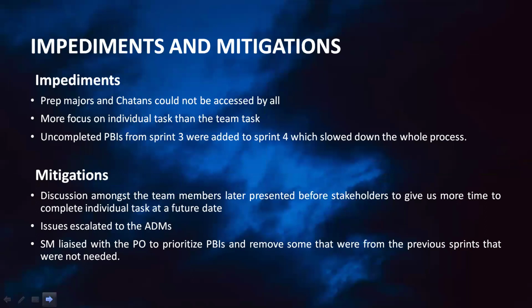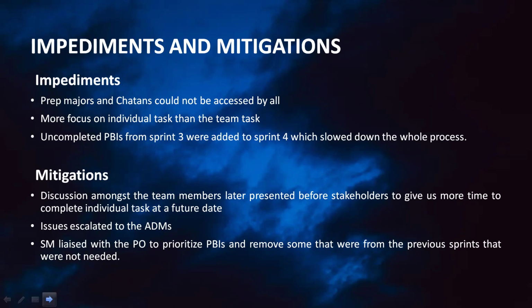Then the impediments and mitigations. The impediments we faced: prep measures and charters were not assessed by all, and there was more focus on individual tasks than team tasks. We had uncompleted PBIs from Sprint 3, which were added to Sprint 4 and slowed down our whole process. But we were also able to solve a lot of it. Discussion among the team members, later presented before stakeholders, gave us more time to complete individual tasks at a future date. Issues were escalated to the ADMs.